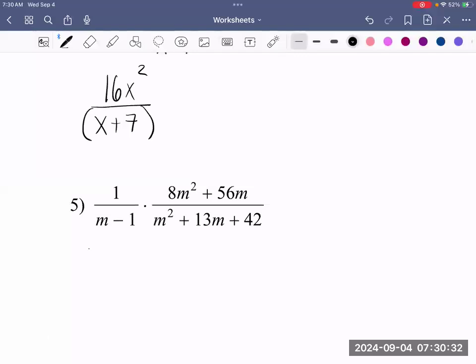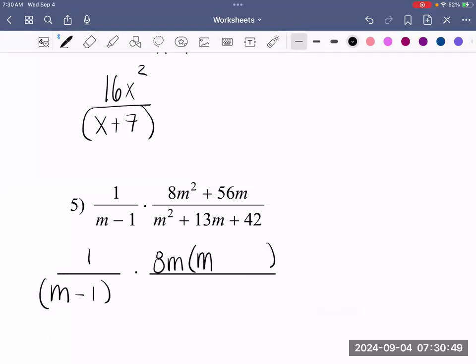Now let's try it again. You'll notice that on this one, on the left-hand side, there's nothing really to simplify. However, on the right-hand side, both have an 8 in common and both have an m in common. So we're going to factor out an 8m, leaving behind m plus 7. And down below, we're looking at factors of 42.